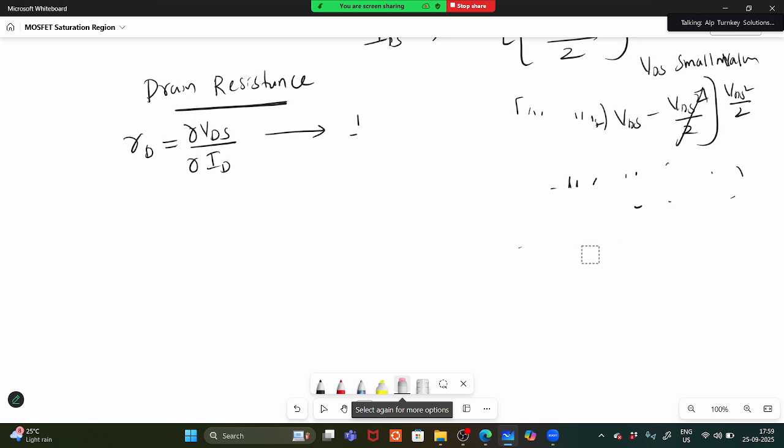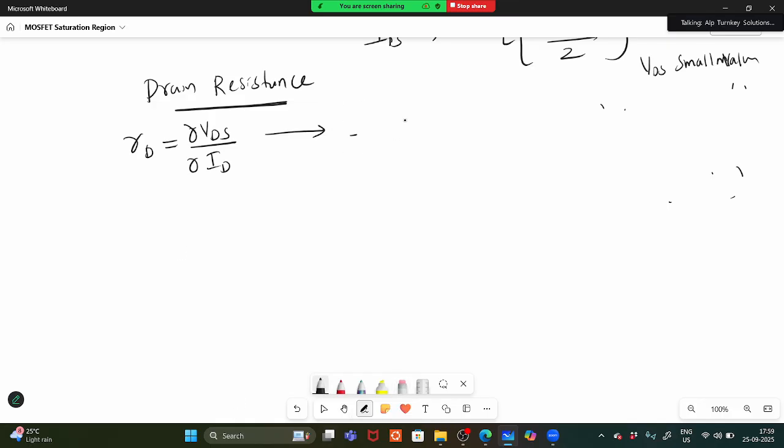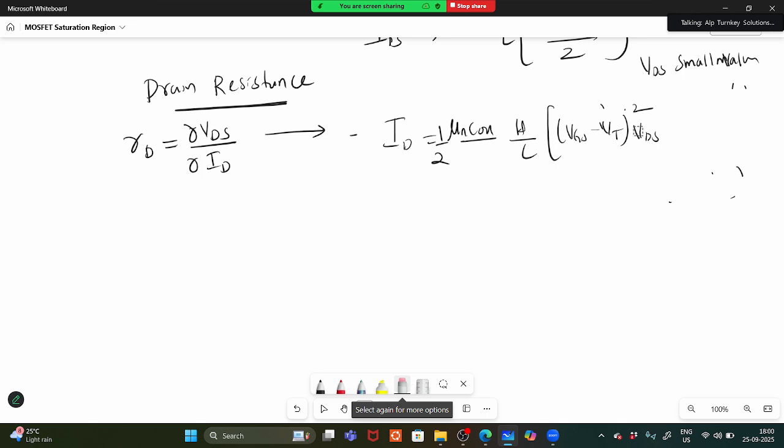I am writing the equation for the saturation region. So what is the saturation region? Here Id equals mu n Cox W by L (Vgs minus Vt) into Vds. This you will not get the Vds square by 2 term. This is the equation in the saturation region. So here what will you get?